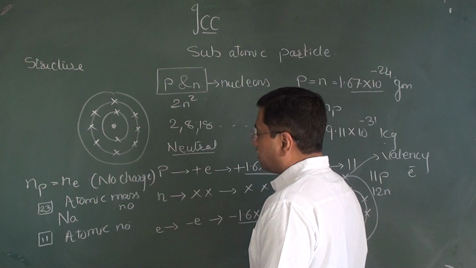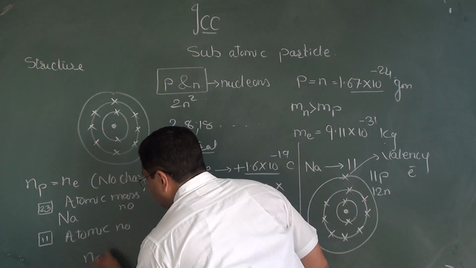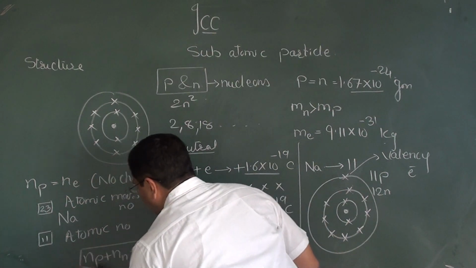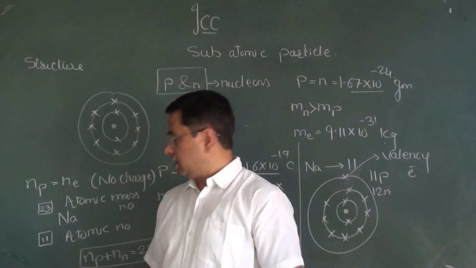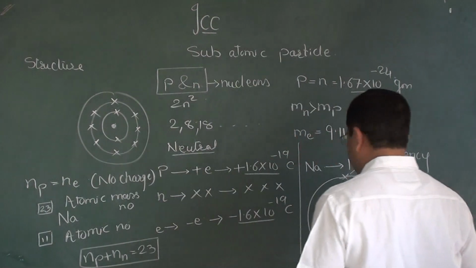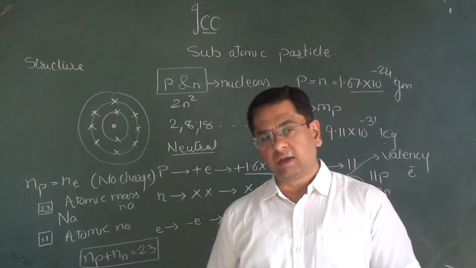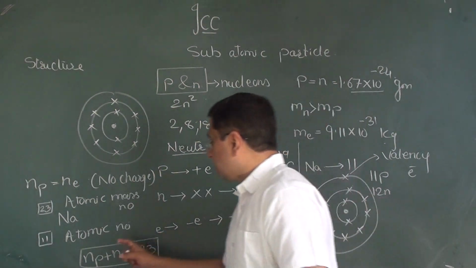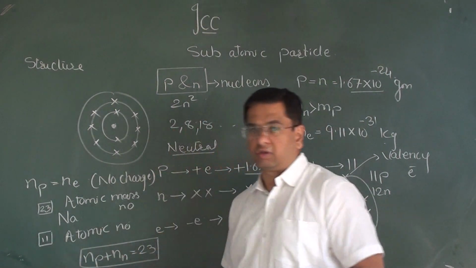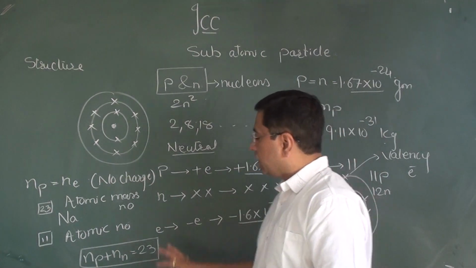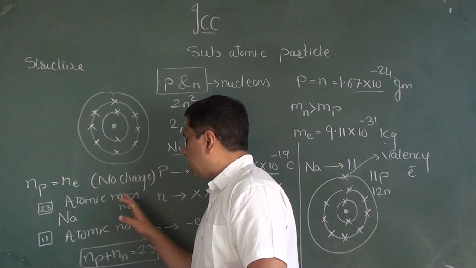It means that the number of protons plus the number of neutrons is equal to 23. Atomic mass number is nothing but the sum of the number of protons and number of neutrons inside the nucleus. Obviously they are going to be inside the nucleus. Fine. So I understand atomic mass number means what?